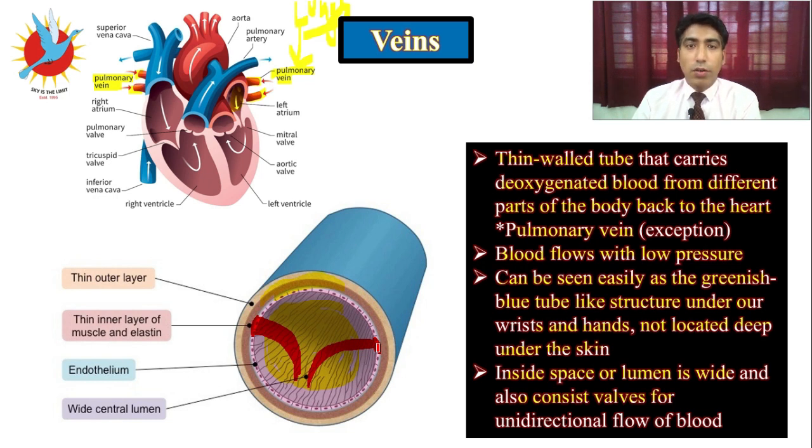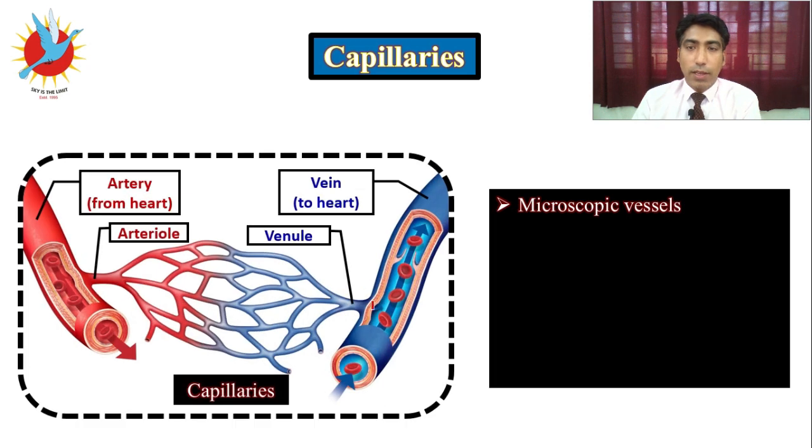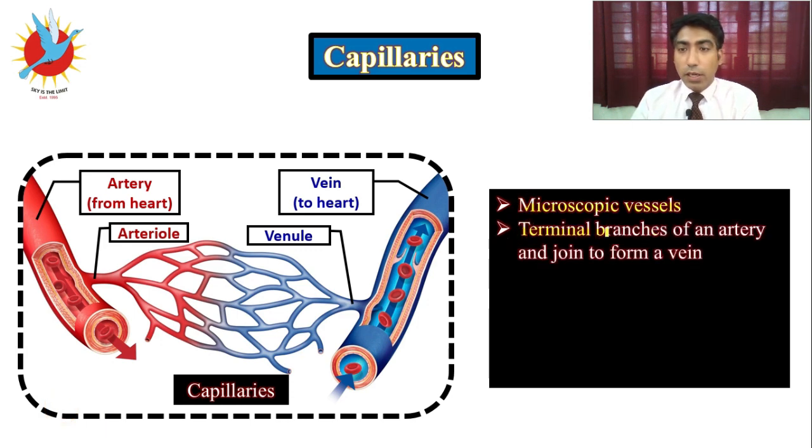Next, we should talk about the capillaries. Capillaries are the microscopic vessels. They are the terminal branches of an artery and join to form a vein. In this diagram you can see that this is an artery, and from an artery capillaries arise, and when these capillaries join together, they turn into a vein.